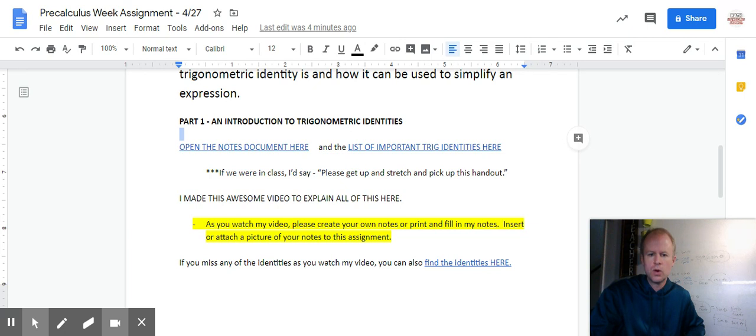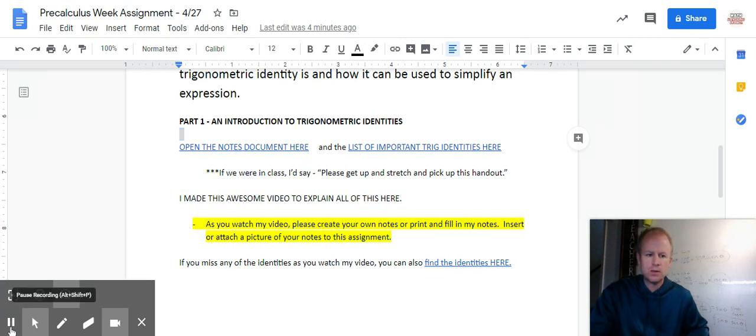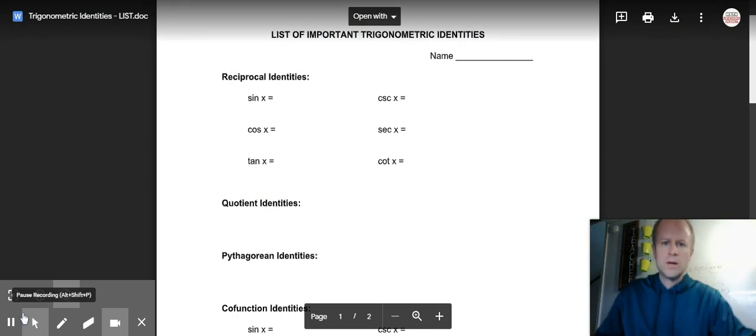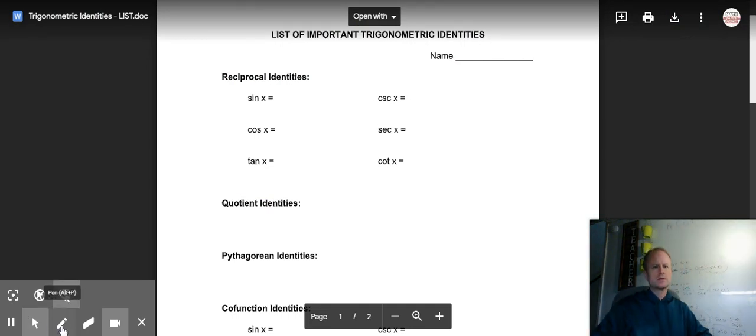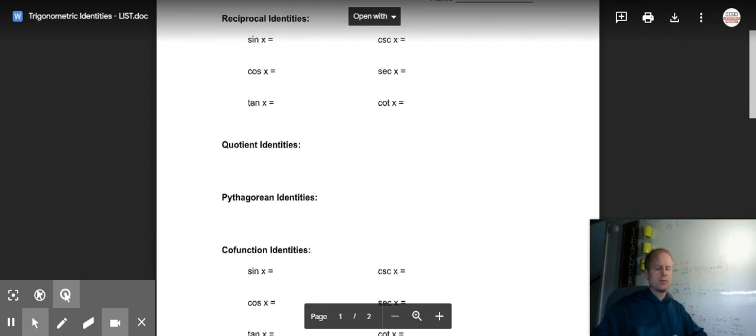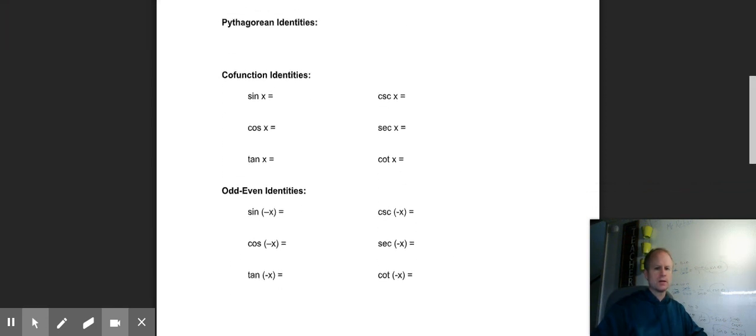When you go through, what I would recommend is you make your own list or print out this list and fill them all in. So the first couple categories we've just filled in already, and I'm going to walk you through filling in the rest of those in a minute. All right, so that list we've already talked about the reciprocal and the quotient identities, and so I'm going to shift down to the Pythagorean identities, and like I said, you should be filling these in as we talk through them.